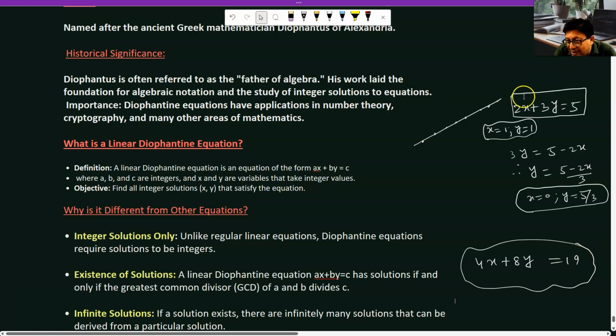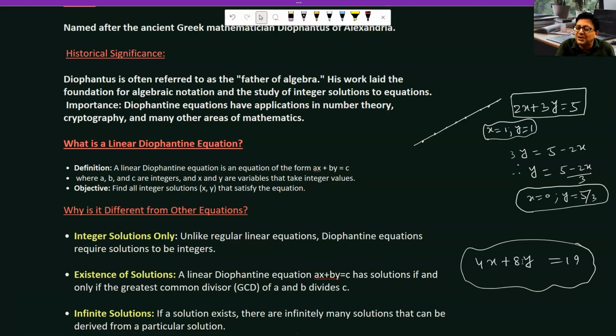So existence of solution will be there if the GCD of these two divides the right hand side. Here the GCD of 2 and 3 is what? 1. 1 divides 5. But here the GCD of 4 and 8 is 4. 4 does not divide 19. So you will not get an integral solution over there. You understand what I am saying? This you need to check before you solve the equation. Solving the equation means, I remind you again, getting values of x and y.